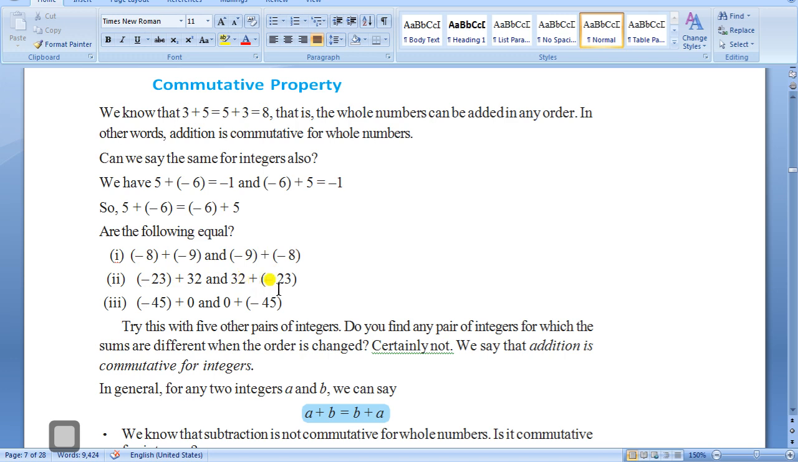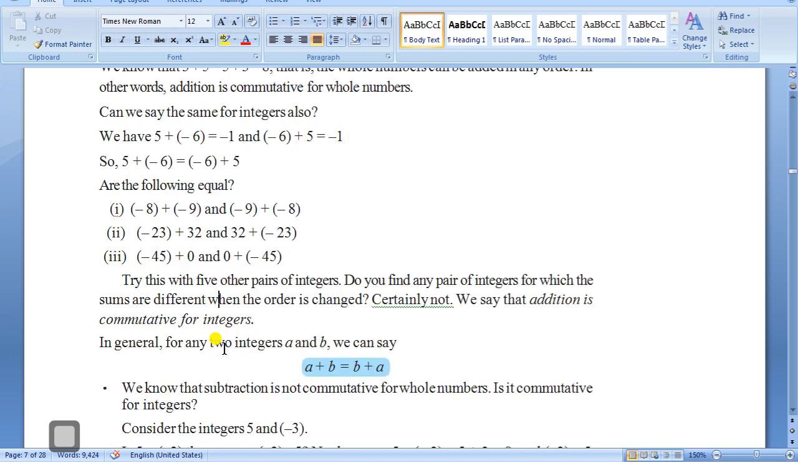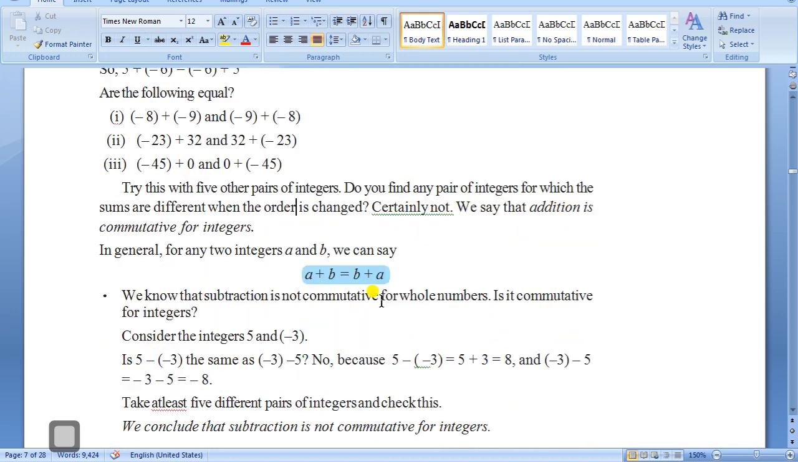Minus 23 and 32, and 32 plus minus 23. Minus 45 plus 0, and 0 plus minus 5. Try this with 5 other pairs of integers. Do you find any pair of integers for which the sums are different when the order is changed? Certainly not. We say that addition is commutative for integers. That is, addition is commutative for integers.